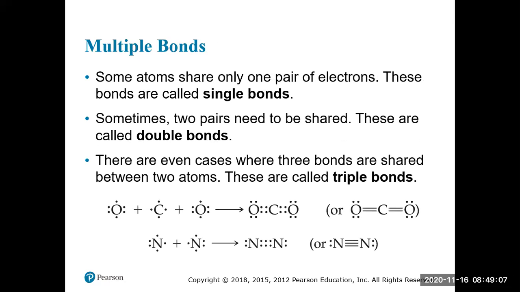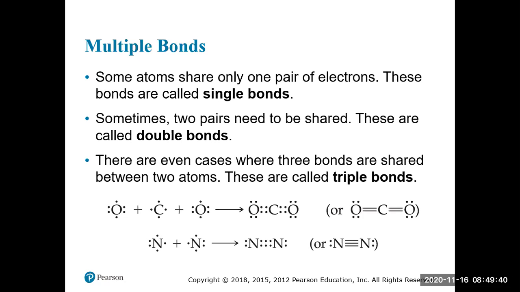We saw this in the computer lab, the idea of multiple bonds. If the atoms are sharing one pair of electrons, we say that's a single bond. If there are two pairs of electrons shared, then that's a double bond. And finally, if there are three pairs of electrons shared, we say that's a triple bond. We have a couple of examples here, one of a double bond and one of a triple bond.